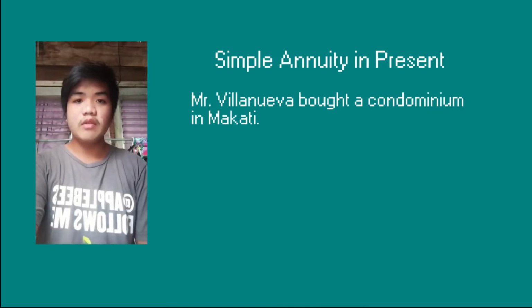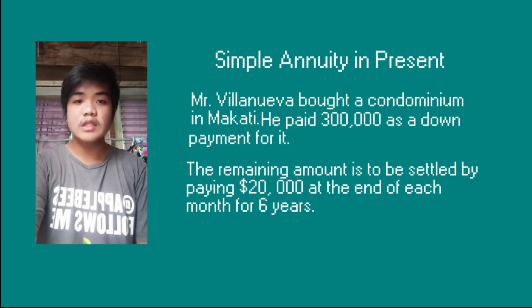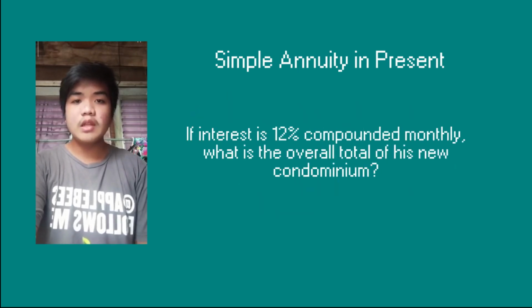For our first problem in solving simple annuity in present value, Mr. Villanueva bought a condominium in Makati. He paid 300,000 as a down payment for it. The remaining amount is to be settled by paying 20,000 at the end of each month for 6 years. If interest is 12% compounded monthly, what is the overall total of his new condominium?